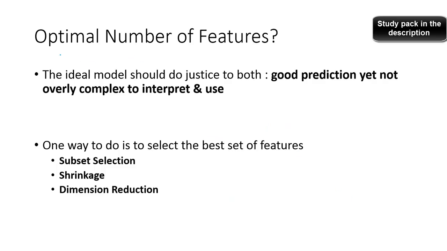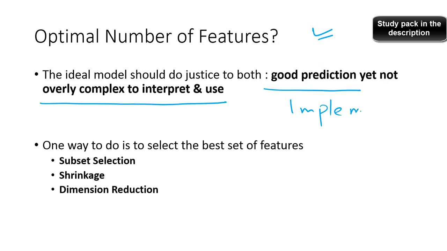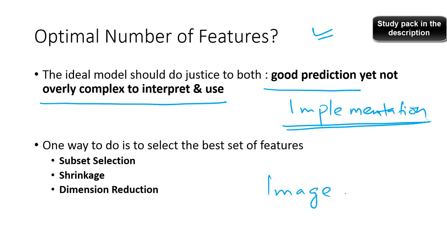So the idea is to have an optimal number of features. An ideal model should have good prediction and yet not be very complex to interpret, use or implement. Oftentimes in industry, you have a problem of implementation or interpretation, right? If you are building, let's say, an image recognition model, which is more used in tech companies, implementation may not be a challenge, because you have very high infrastructure to cater to high dimensional space, that's okay.